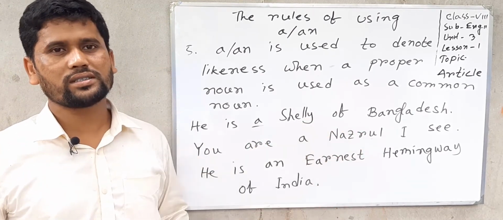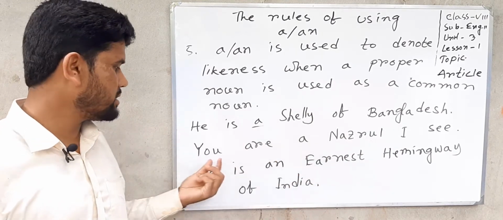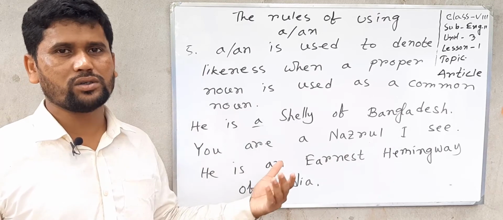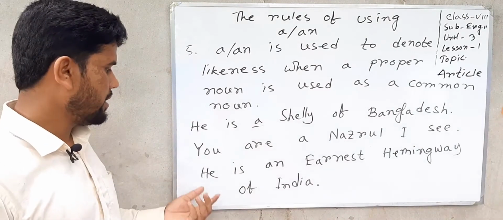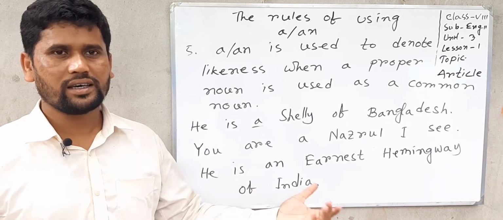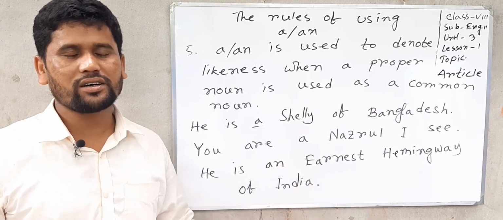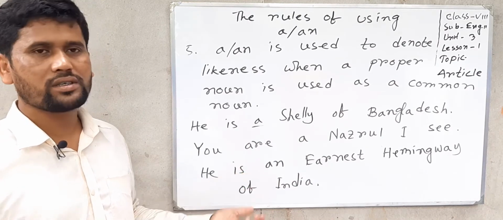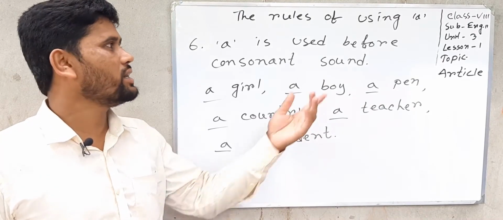And, you are a Nazrul, I see. You know, Nazrul is a proper noun, but here Nazrul doesn't mean a specific Nazrul. Here Nazrul means you. So we compare Nazrul with somebody, so we use a before the proper noun as it is used as a common noun. And also you see the third example, he is an Ernest Hemingway of India. Here Ernest Hemingway indicates he, and Ernest Hemingway is not used as a proper noun. Here it is used as a common noun. So I use an.